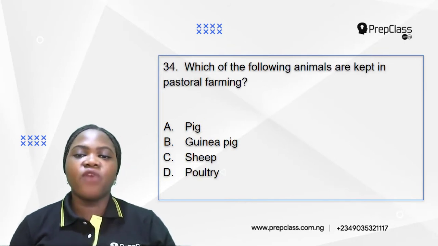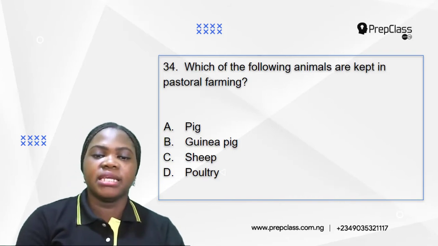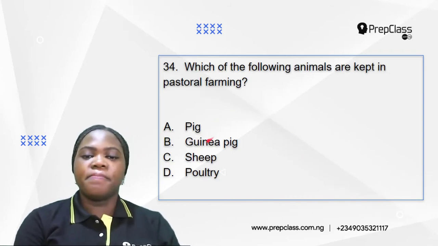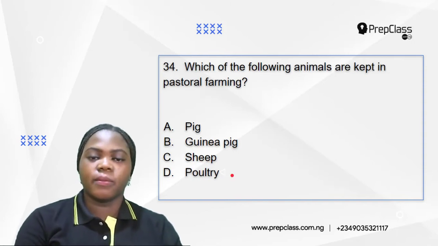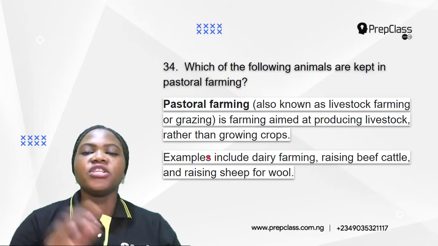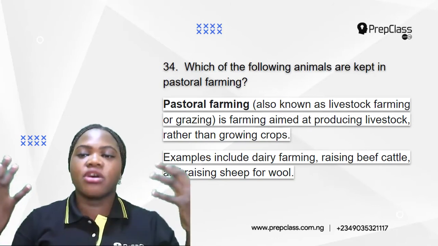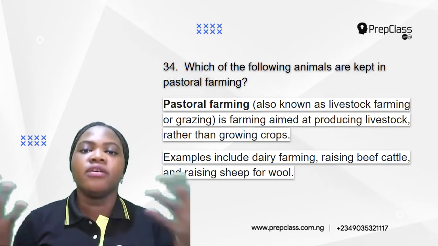Number 34. Which of the following animals are kept in pastoral farming? A. Pig. B. Guinea pig. C. Sheep. D. Poultry. So first of all, what is pastoral farming? If we know the meaning of pastoral farming, then this would help us to know the kind of animals that are kept in pastoral farming.